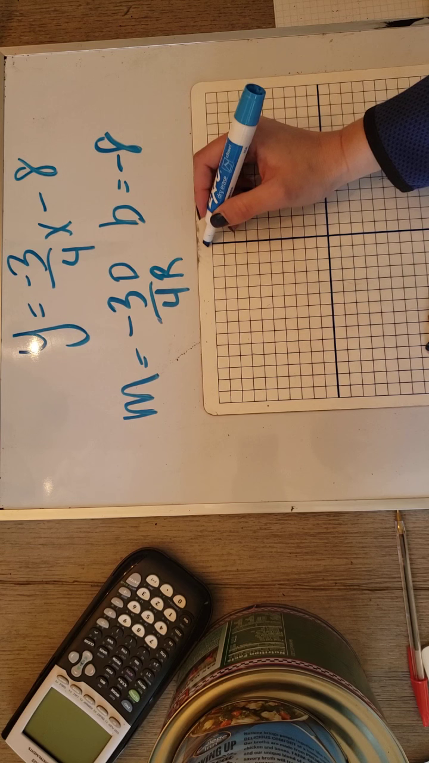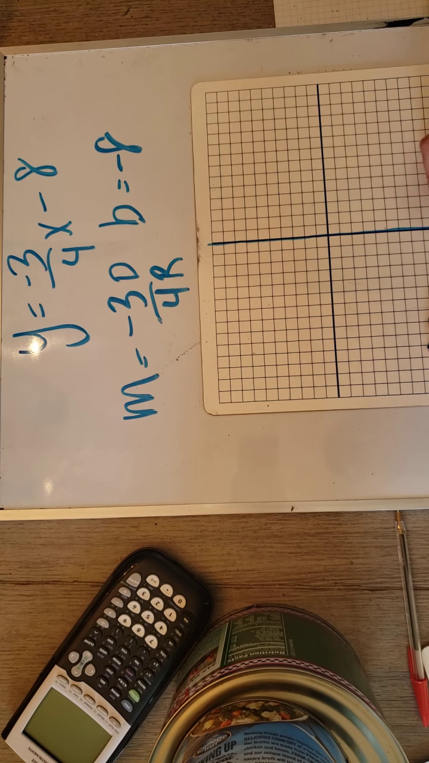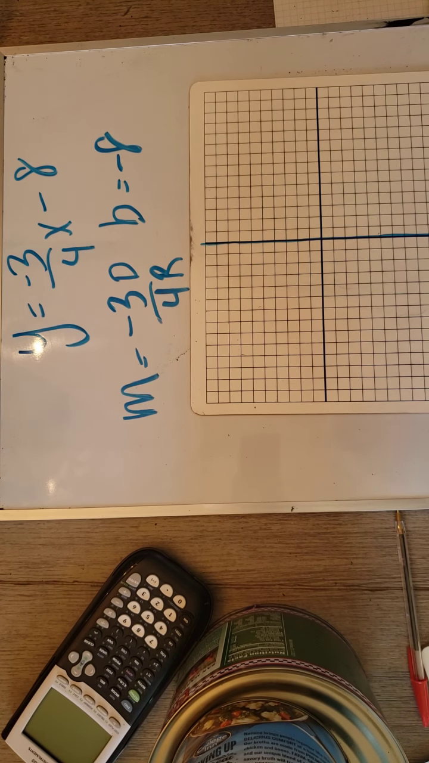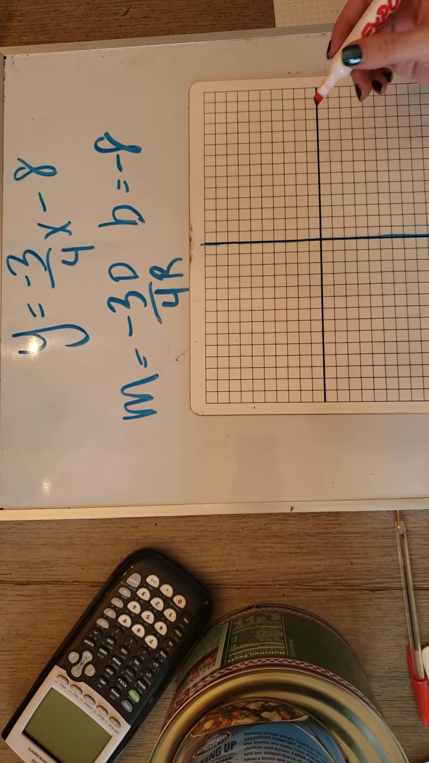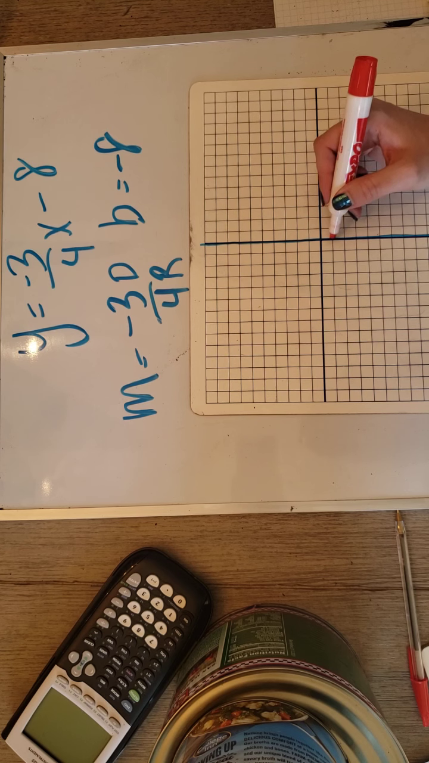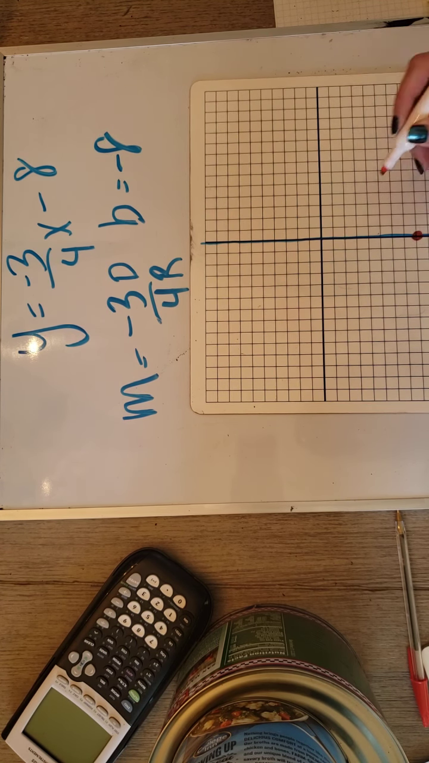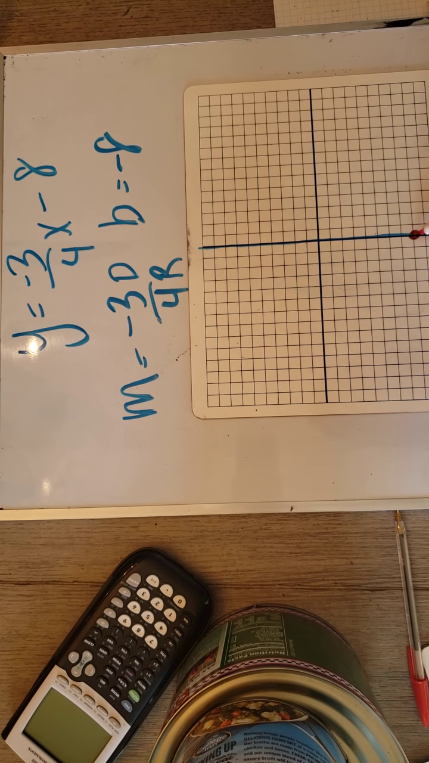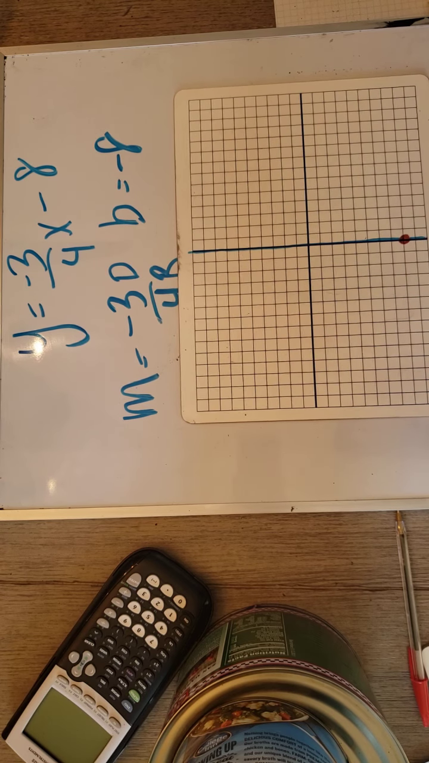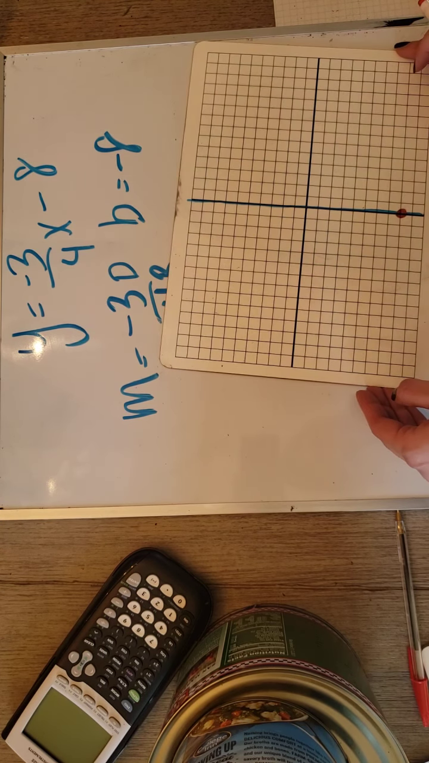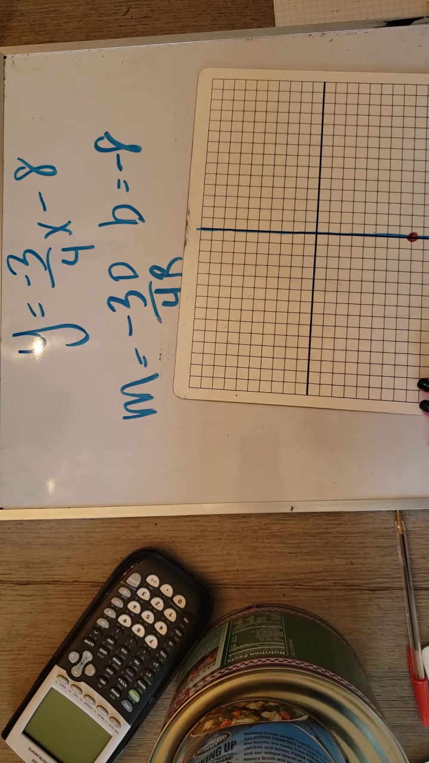Highlight your y-axis. First dot is going on your b. Remember, b stands for what? Your y-intercept, which is why it's going on the y-axis. So I'm going to count down -8, which is here. Now from this point, I need to go down 3, but can I go down 3? You probably can't even see, but no, I can't go down 3. I can only go down 2.